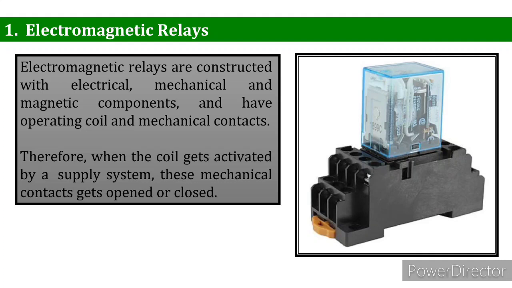usually an electromagnetic relay has two circuits: a low voltage control circuit and a high voltage working circuit. The low voltage control circuit includes an electromagnetic relay coil, a low voltage power supply and a switch. The high voltage working circuit includes a high voltage power supply, a motor, and the contacts of the electromagnetic relay.